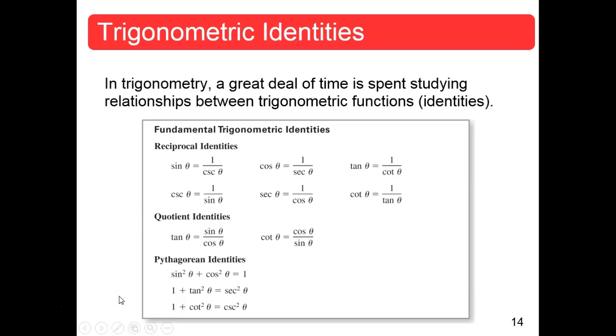Now, I'm going to do something here. I'm going to start with that. Sine squared theta plus cosine squared theta, it doesn't matter what you call the angle either, is equal to 1. It's your fundamental Pythagorean identity. It comes from the Pythagorean theorem. Now, the first thing I'm going to do is divide everything on both sides by cosine squared theta.